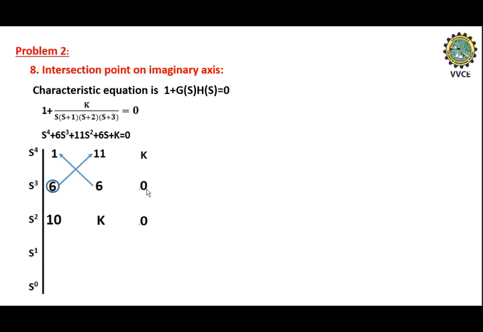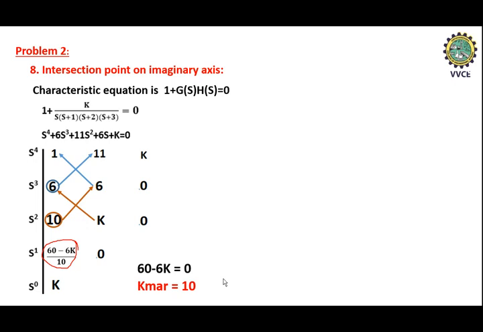Now to find the next element, 10 into 6, 60 minus 6k divided by 10. Next 0. The last element is k. What is the k margin? You need to find the marginal value first. So equate this whole term to 0, to find the marginal k value. So 60 minus 6k will be equal to 0. 60 equals 6k. So 60 divided by 6 is 10. So k margin is 10.